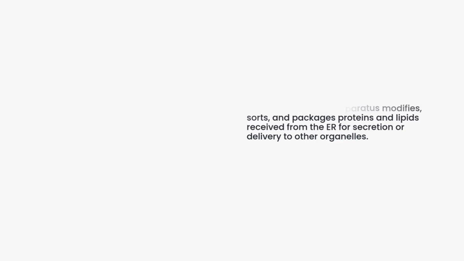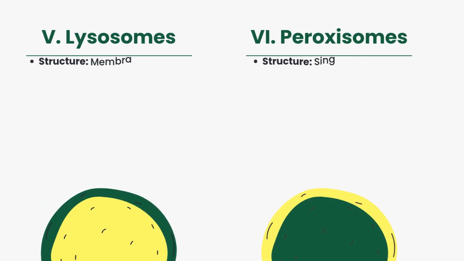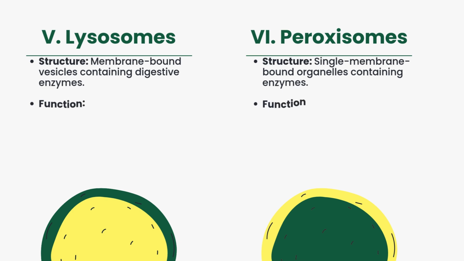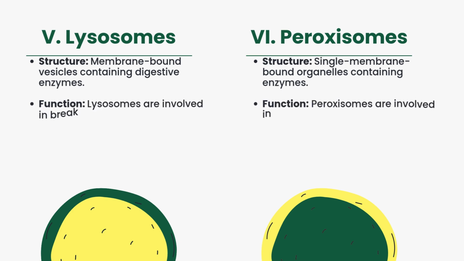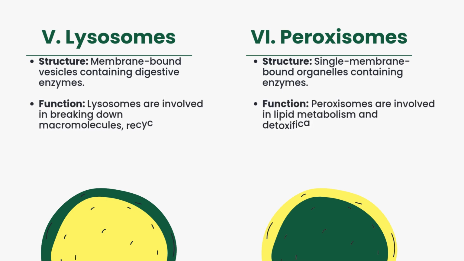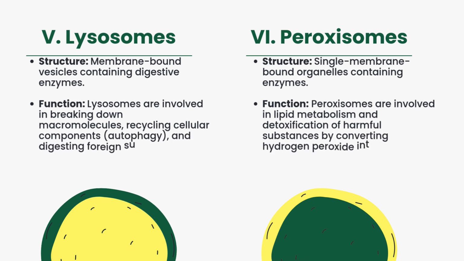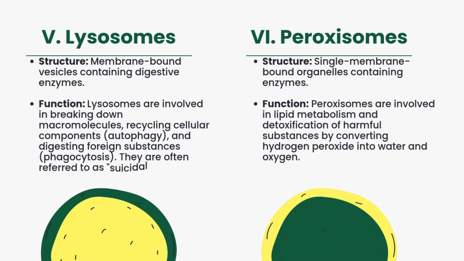Number 5. The lysosomes. They are membrane-bound vesicles containing digestive enzymes. The function? They are involved in breaking down macromolecules, recycling cellular components, or in other words, autophagy, and digesting foreign substances, or in other words, phagocytosis. They are often referred to as suicidal bags due to their role in cellular digestion.